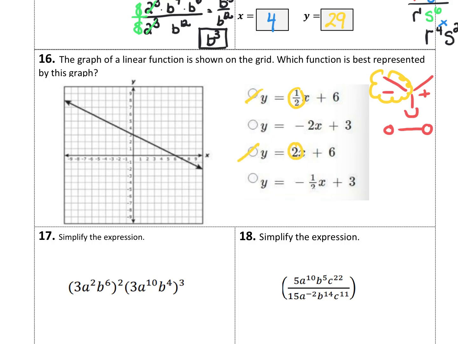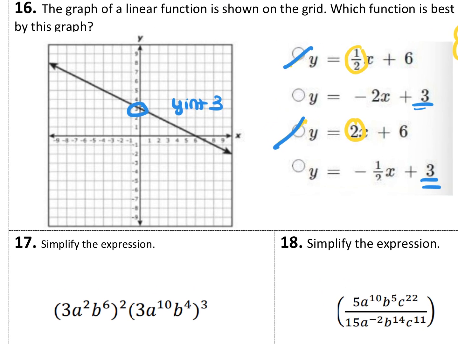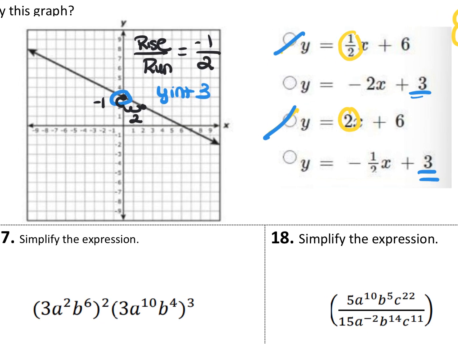Another way to look at it is that my y-intercept right here is 3. So I must have a 3 at the end of my equation. So that still would have gotten rid of the same 2. Now, if you look at the last 2 that I have left, I just need to count my slope. So if here's 1 dot, and let's see, here's another dot. I'm going down 1, minus 1, and then I'm going to the right 2. So when I do my rise over my run, my rise was -1, and then always to the right 2. So my slope's -1/2, which means I should be picking the bottom answer choice because this one has the wrong slope.